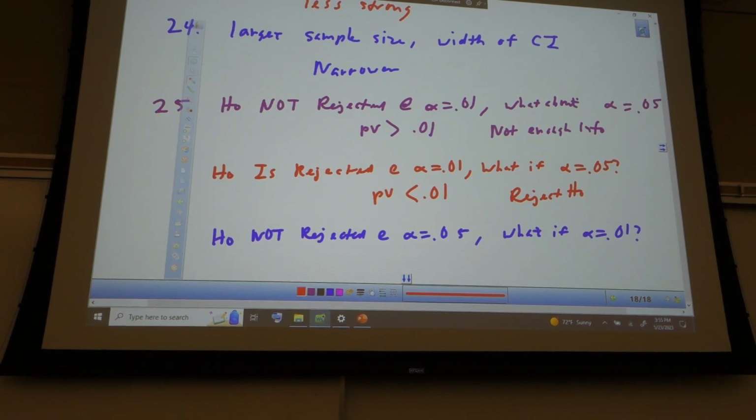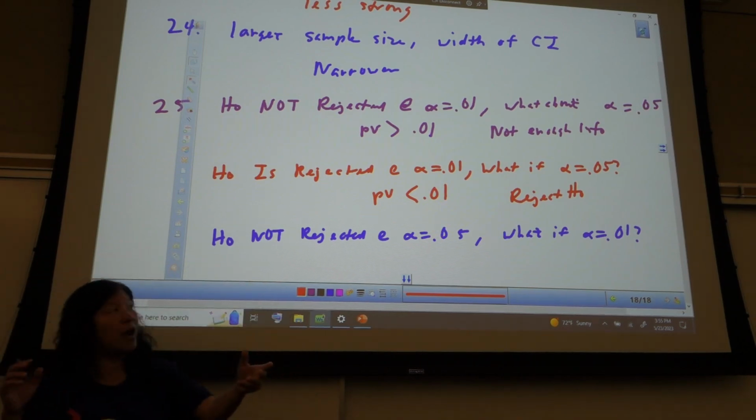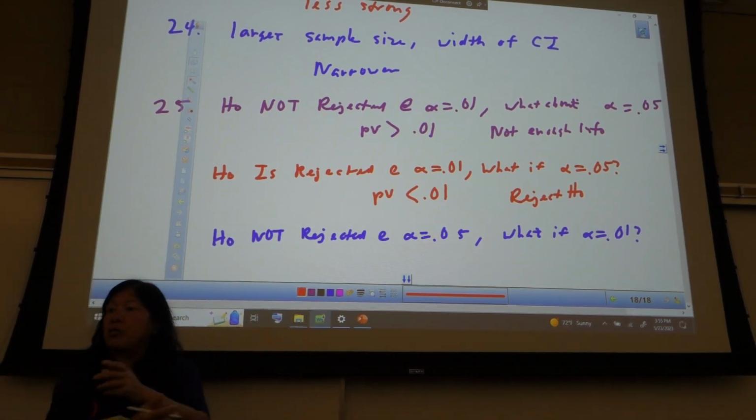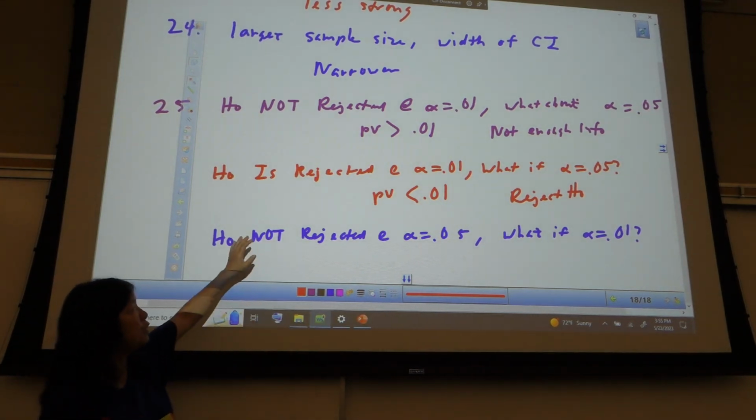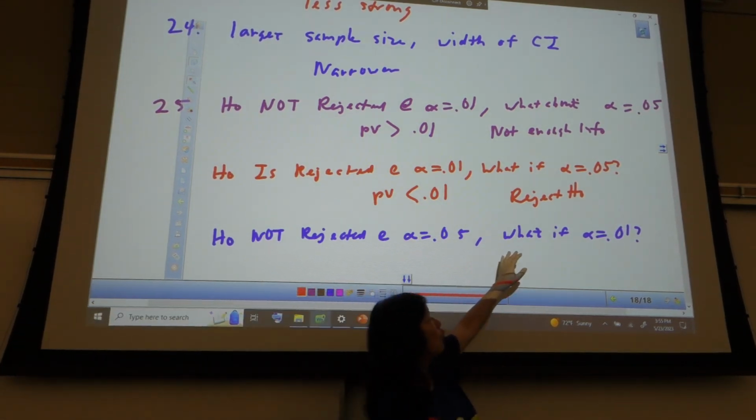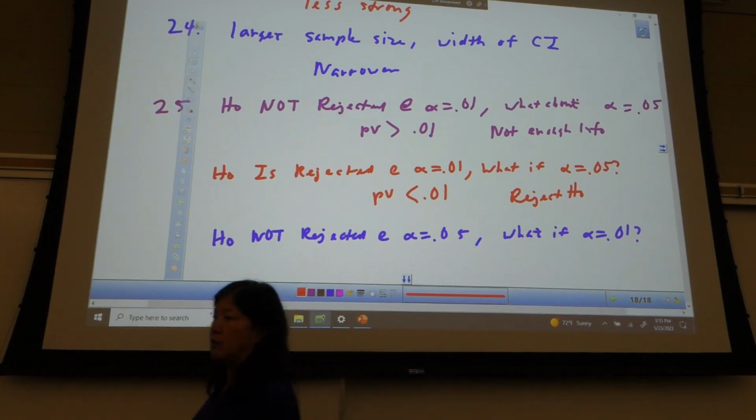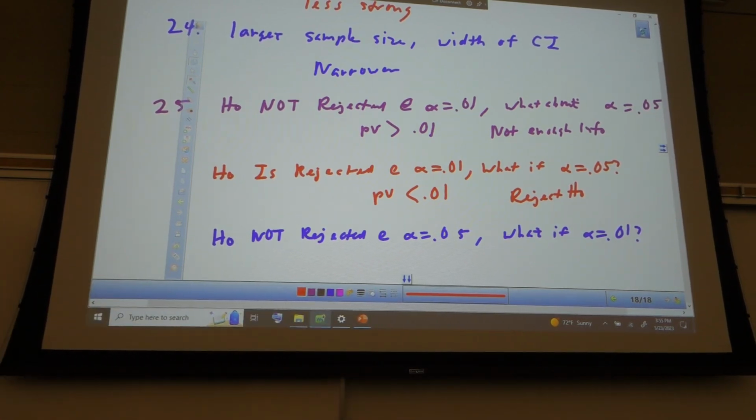Okay? What if H naught is not rejected at alpha 0.05? So now we're going to take 0.05 and 0.01 on your paper and swap them. If we do not reject at alpha 0.05, what happens if alpha is 0.01? 15 seconds with your neighbors. Again, I'd recommend comparing your p-value to alpha 0.05 and then see what it means with 0.01.